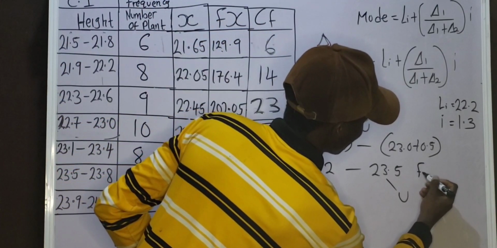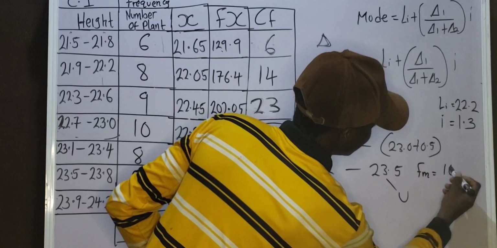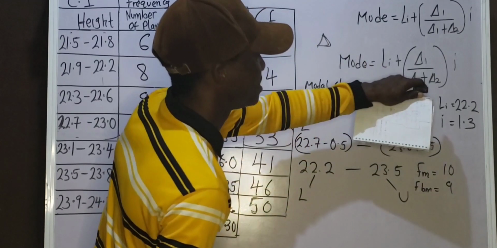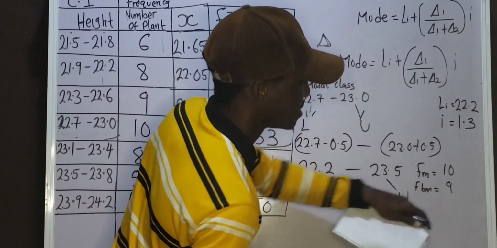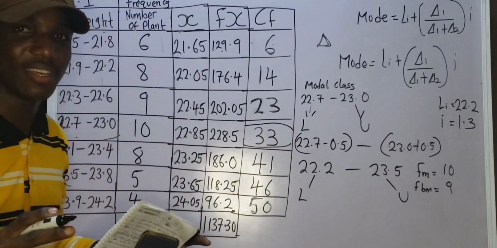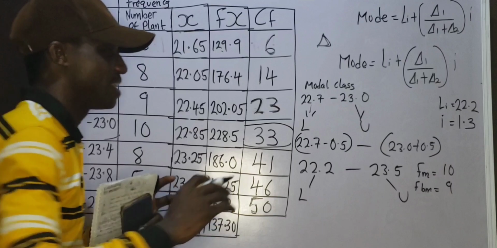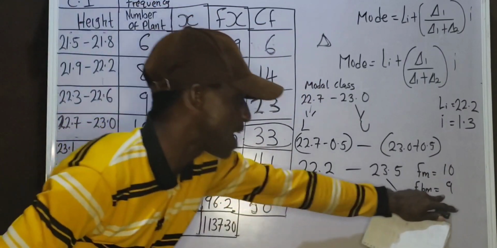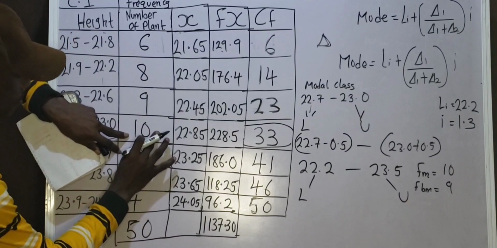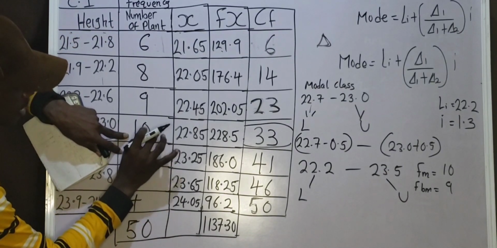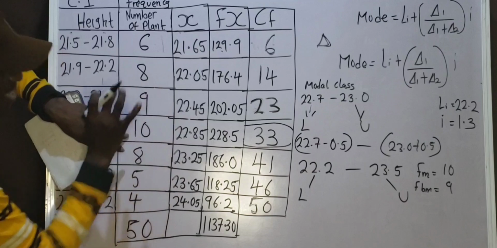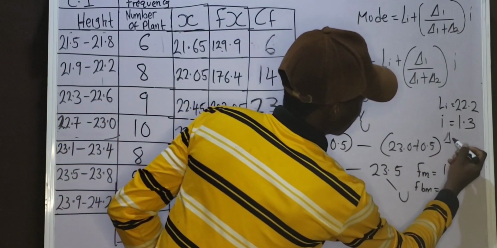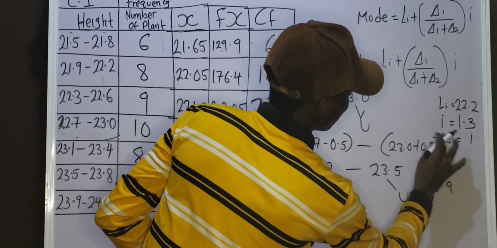The frequency of the modal class is what? 10. The frequency before the modal class, FBM, is what? 9. And delta 1 is what? FM minus FBM. That is 10 minus 9. Do you understand? Please, I want you to understand, okay? This is the frequency of the modal class, 10. The frequency before the modal class is 9. That is how I got 9. So 10 minus 9 is what? 1. So delta 1 is 1. Okay, let's determine the value of delta 2.